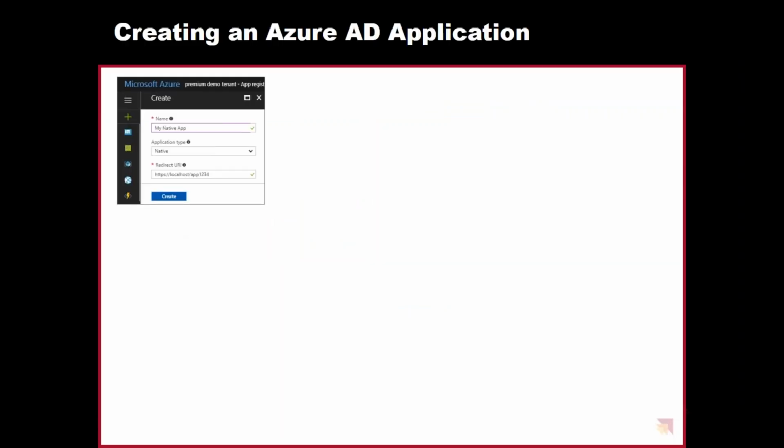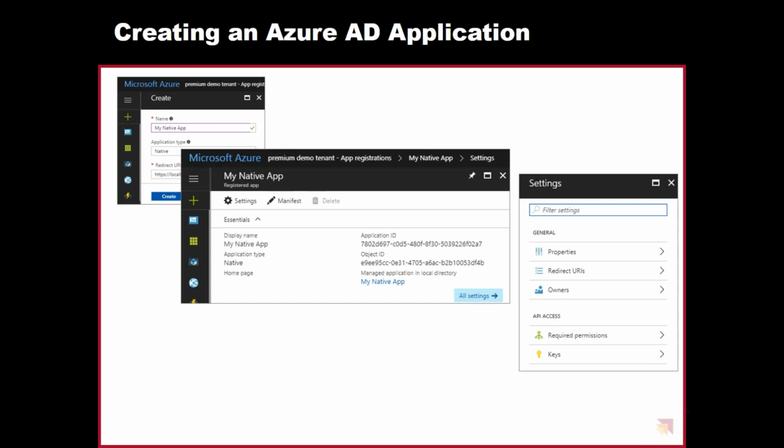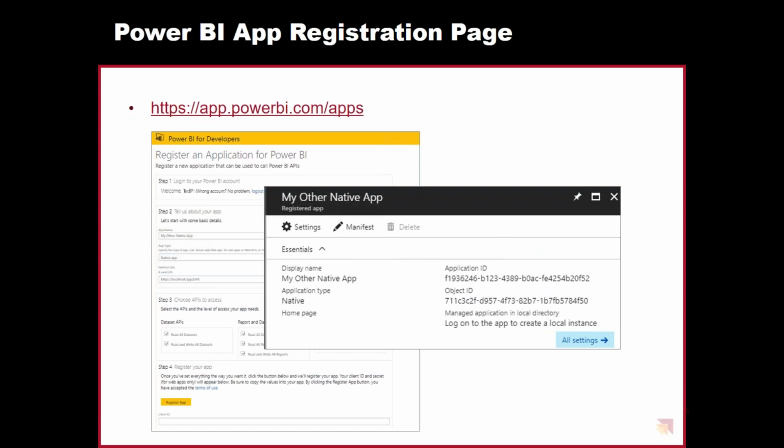Now, let me go back and cover a couple more slides. What you've just seen is that I can create my app through the Azure portal, and then I can configure required permissions. It's also possible to go to one page that the Power BI team created to make it a little bit easier, so you don't have to go to the Azure portal. If you go to app.powerbi.com/apps, you get to a page, and if you authenticate, you can put in the information, click Register App, and it will basically interact with Azure for you.